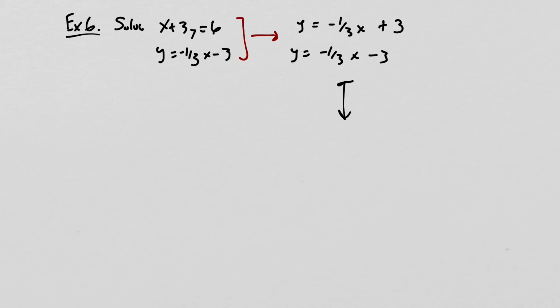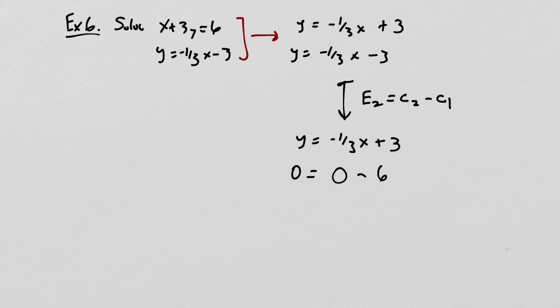And now if we replace equation number 2 with equation 2 minus equation 1, equation number 1 hasn't changed. We'll see that y is going to be negative 1 divided by 3 x plus 3. But for equation number 2, we're going to get y minus y is 0 on the left-hand side. And then we'll get negative 1 divided by 3 x minus a negative 1 divided by 3 x, and so those terms cancel out. And then finally, we'll get negative 3 minus a positive 3, which is negative 6.